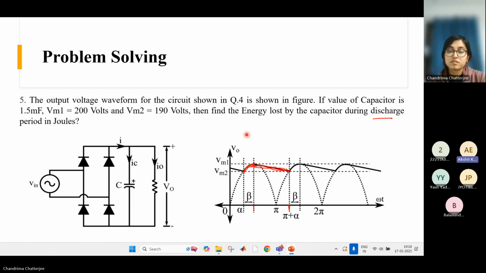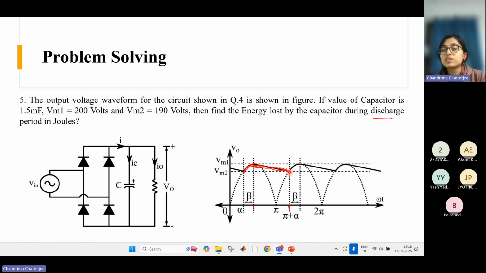E is equal to 1 by 2 CV square. Half CV square, that is the value of the energy stored in a capacitor. So now things are very easy. At this point, we know the voltage value, Vm1, that is given. And we know our capacitance value is 1.5 millifarad.